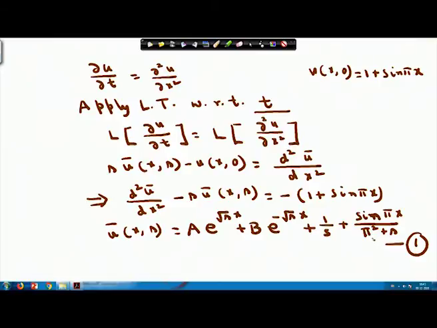I am not going to discuss this one, because the first part is the CF part and the second part is the PI part. So if you find CF independently and PI independently, you will obtain u bar (x, s) equals a e to the power root over s x plus b e to the power minus root over s into x, plus the PI part, 1 by s plus sin pi x by (pi squared plus s). Now, what is your aim? Your aim is to find the values of these two constants a and b.